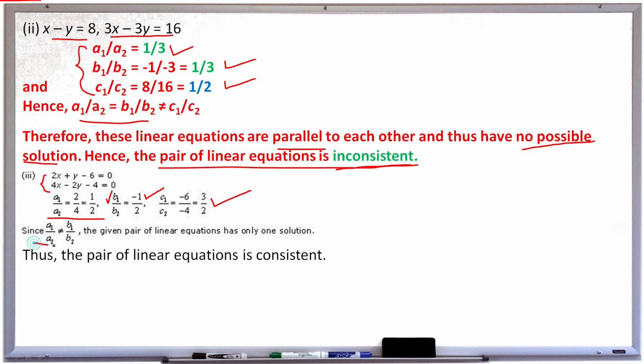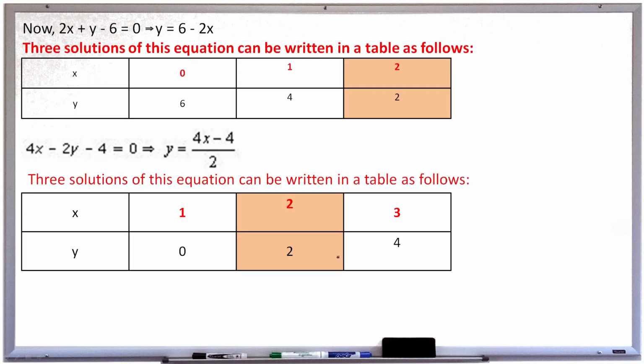Here you see a1 by a2 is not equal to b1 by b2. So the pair of linear equations has only one solution because they are not equal. The pair of linear equations is consistent. We can say the equations are consistent. If it is consistent, we can draw the graph.